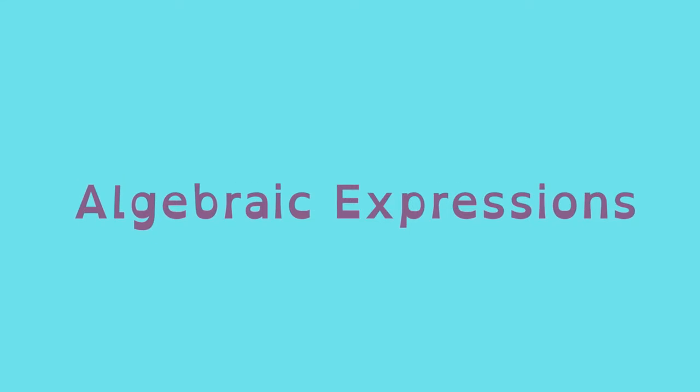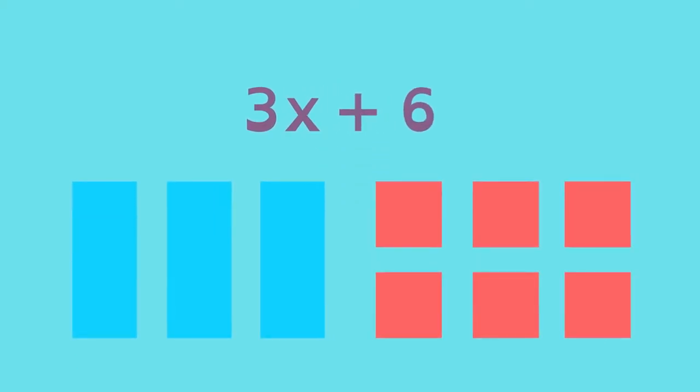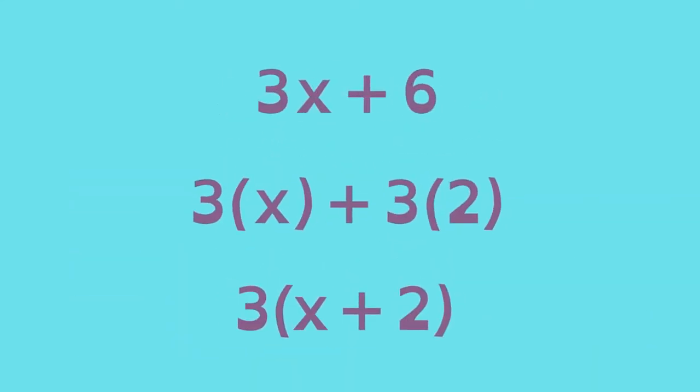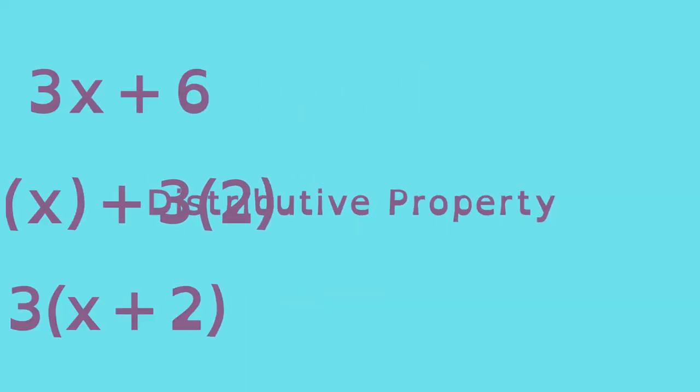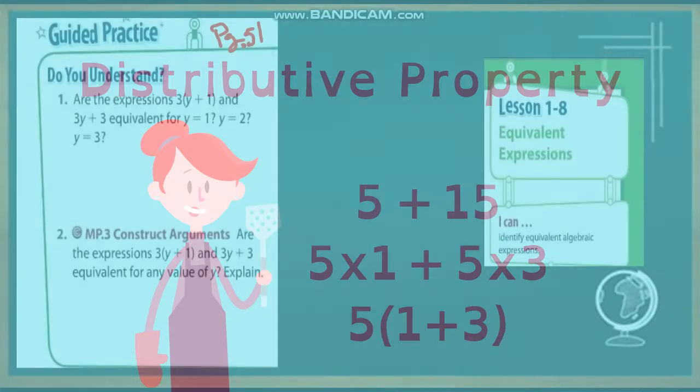The distributive property works with algebra too. Here we have 3 times x. We don't know what x is, but we know that there are 3 groups of them. Let's add 6 of something else, represented as 3 groups of 2. The arrangement can be expressed like this, or like this. All 3 of these expressions are equivalent. The distributive property is one way to create equivalent expressions.